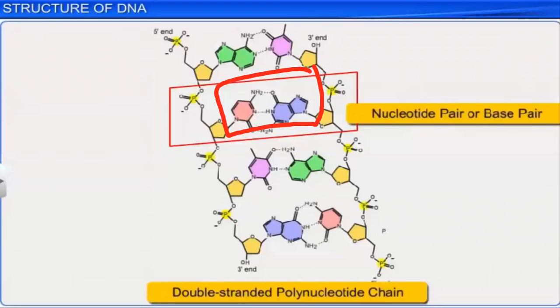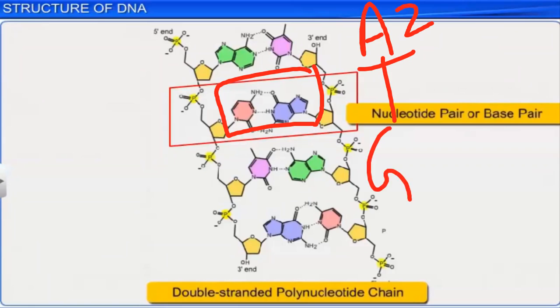Adenine always makes pairing with thymine. With how many hydrogen bonds? You can see very clearly how many hydrogen bonds they make: a double hydrogen bond, two hydrogen bonds, while guanine with cytosine, with triple hydrogen bonds.